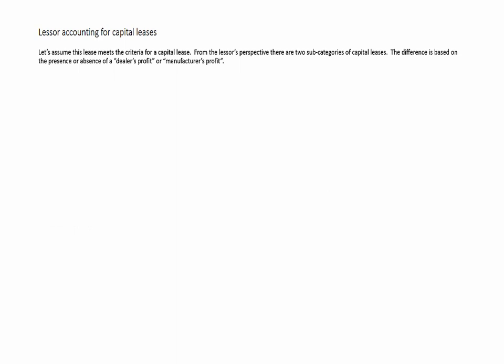Now, from the lessor's perspective, there are 2 subcategories of capital leases. The difference is based on the presence or absence of a dealer's profit or a manufacturer's profit. Under a direct financing lease, the fair value of the asset equals its book value. In this case, the economic motivation for the lease, for the lessor, is simply to earn the interest revenue included in the lease payments. You buy an asset for $10,000, lease it out based on a fair value of $10,000, and earn interest on the lease payments.